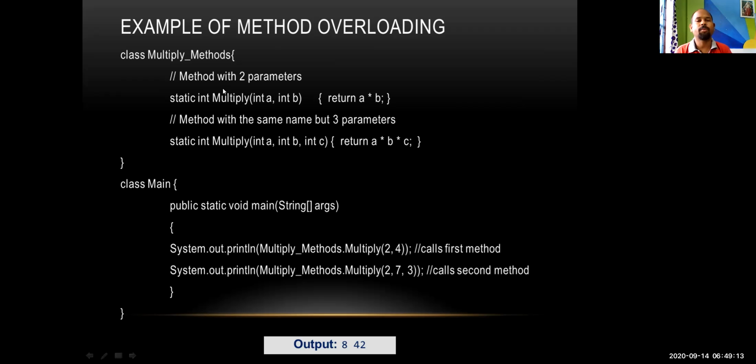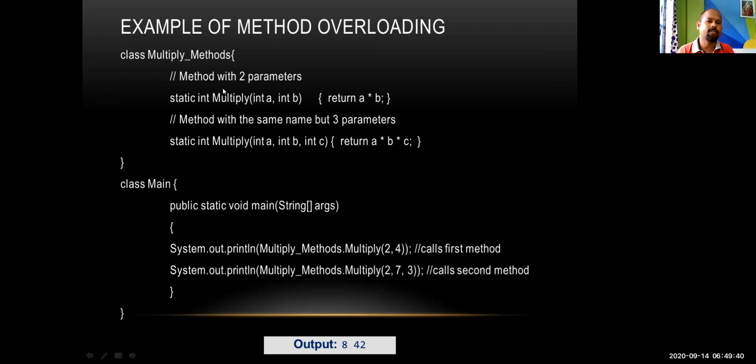And how method overloading actually works: when the user is calling with only two parameters, method number 2 will be called. When the user is calling the method with only one parameter, the first method will be called. And when there are three parameters in the calling method, then the third method will be called.